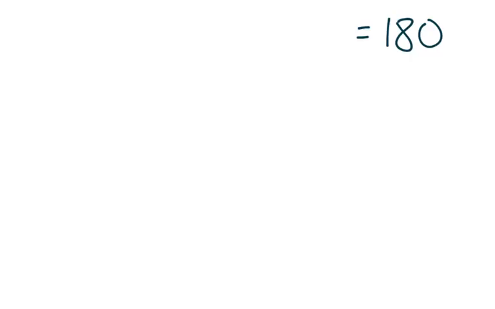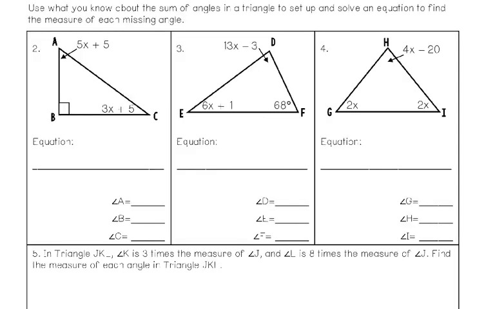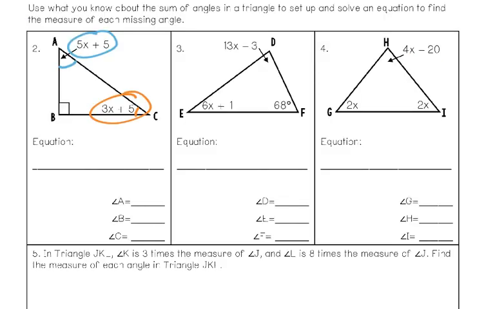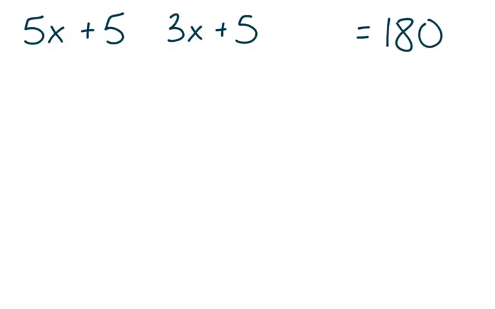That will be the first part of my equation, and I'm going to go ahead and do that on a separate sheet, so you should do that on a separate piece of paper as well. Now we need to write out each angle. So let's start with this first one, 5x plus 5. So I just wrote that expression on the same line as the 180. The next angle I see is that 3x plus 5. So I'm going to do the same thing. I'm going to write that angle out on the same line as the 180 and the 5x plus 5.